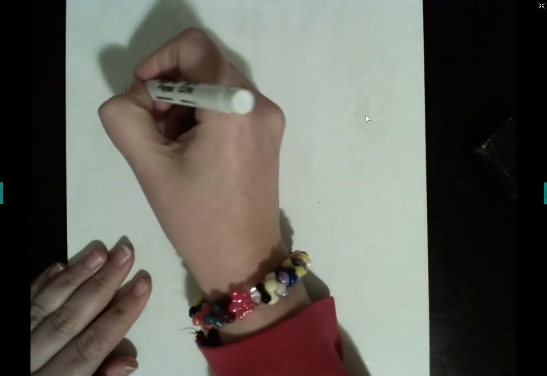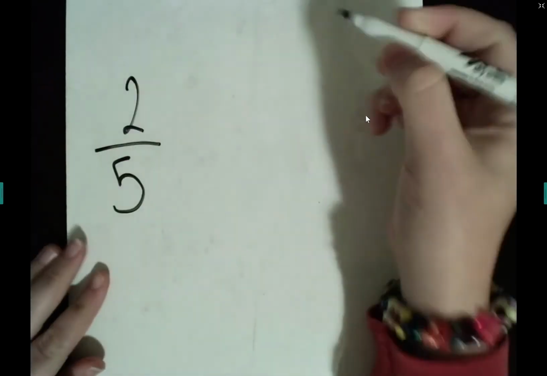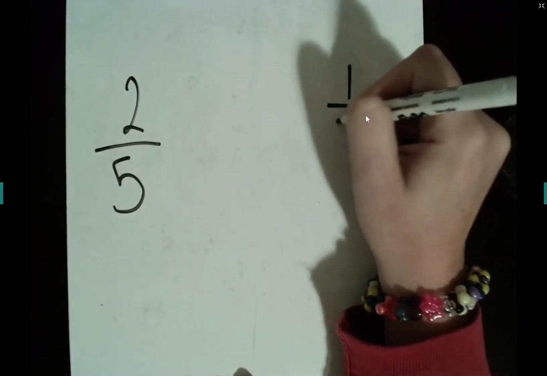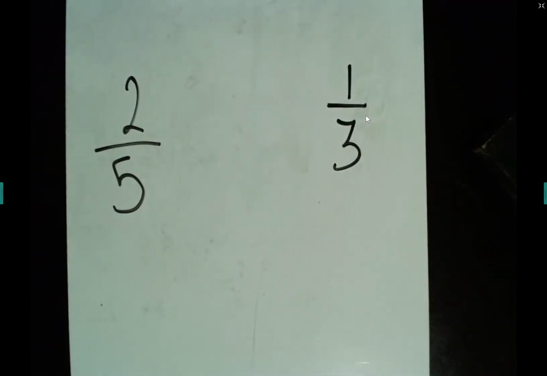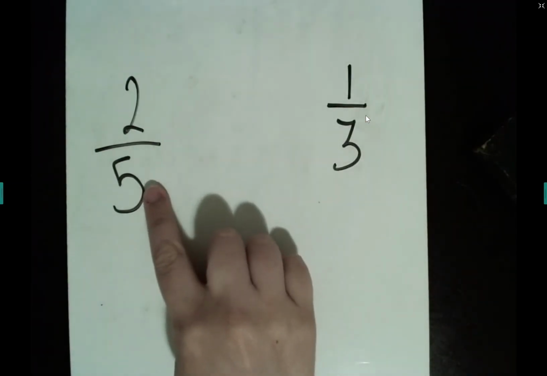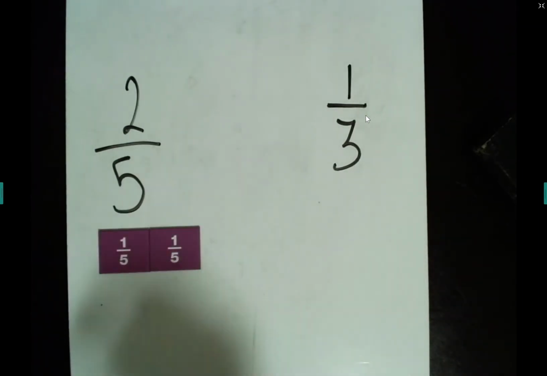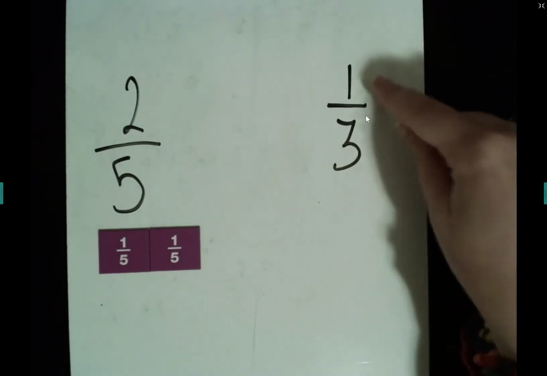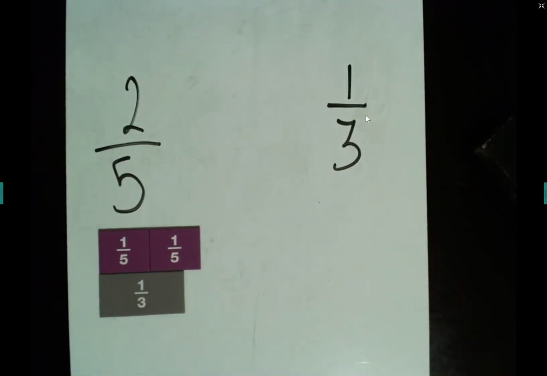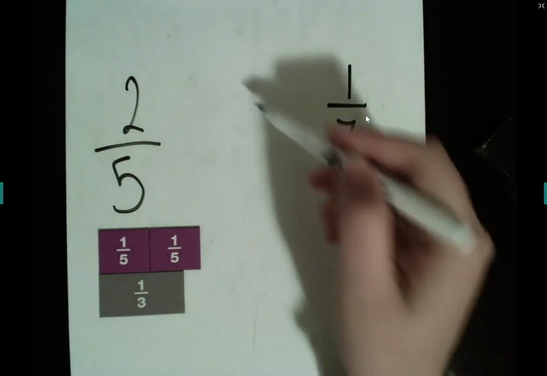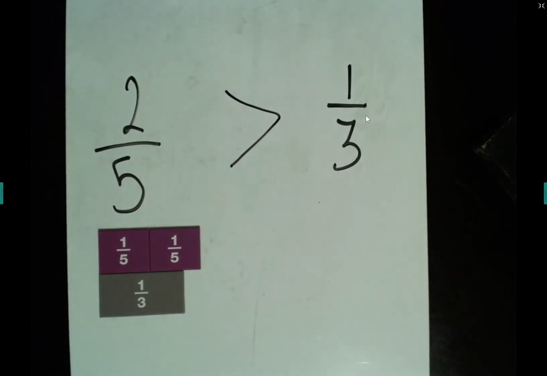Let's see, let's do a couple more. We'll do 2/5 and 1/3. So again, I need to find my ones with a 5 in the denominator, and I need to get 2 of them. 2/5. Find the ones with the 3 in the denominator, get out 1 of them, and 1/3. Again, you've lined them up on one side. You can tell that 2/5 is greater. So 2/5 is greater than 1/3.